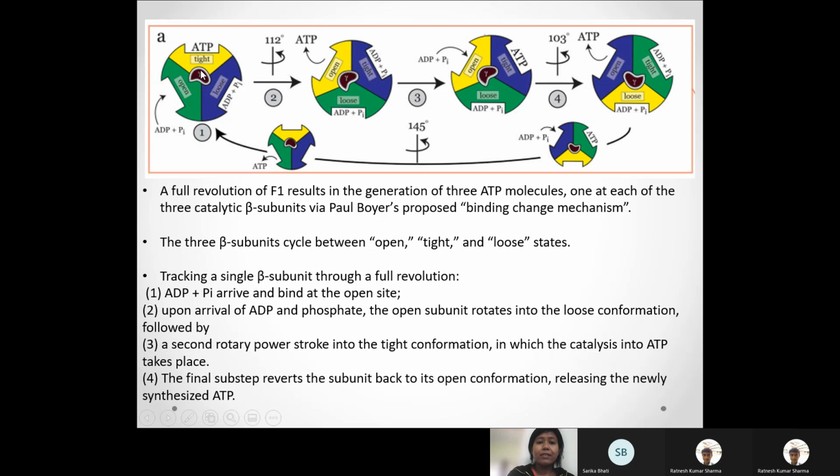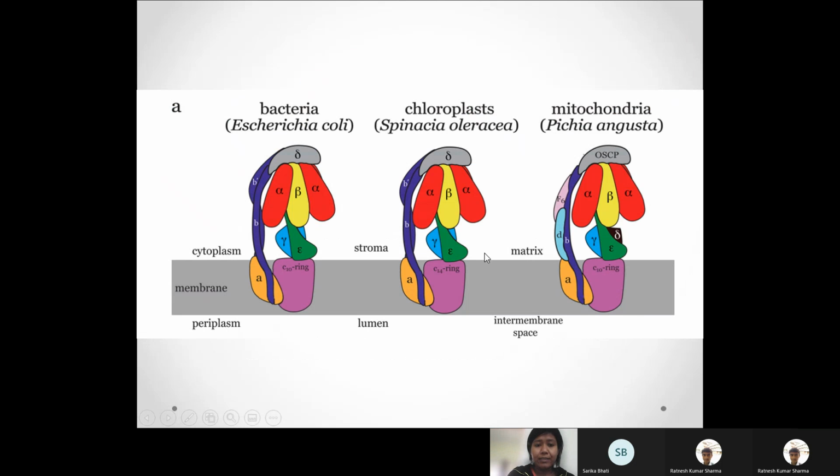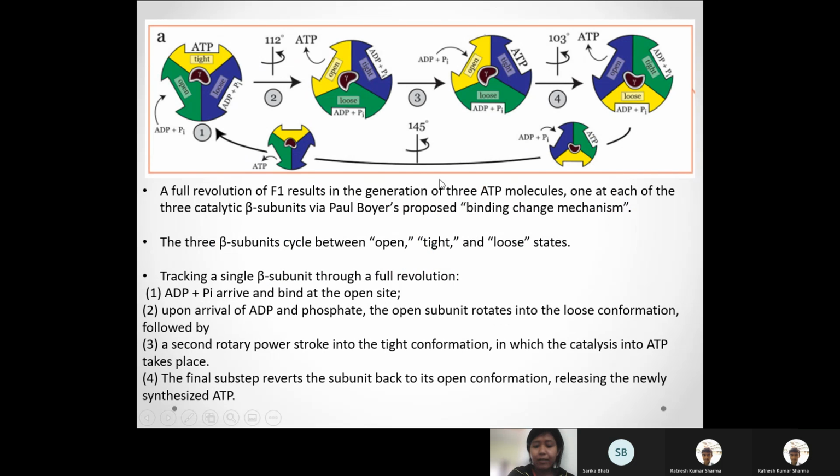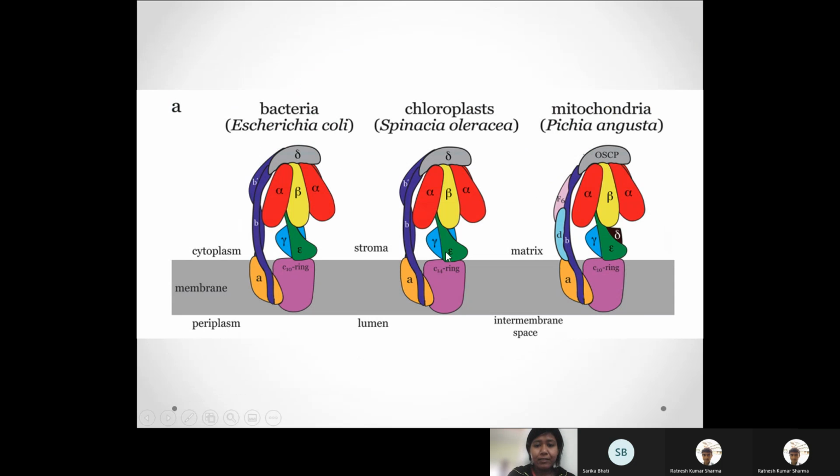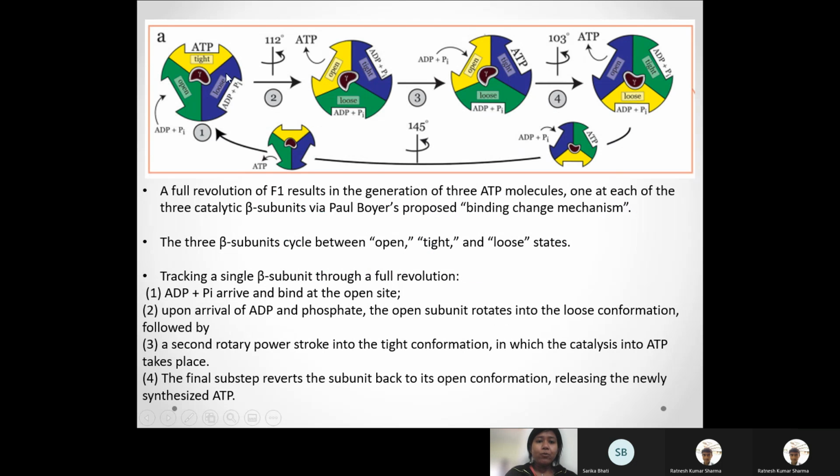So the central stalk, this delta that he has shown here, is this delta. Oh, sorry, gamma. Gamma, yeah, sorry. This gamma is this blue subunit which forms the stalk. So the rotation of this central stalk translates into conformational changes of the associated beta subunits.